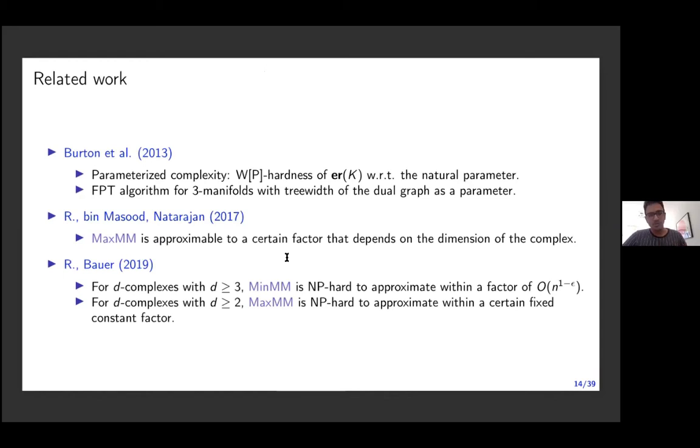And then there were some positive results for the maximization variant in 2017. And then in 2019, you had two results, both negative, meaning inapproximability results, both for the maximization and the minimization variant. And what you don't have yet in this picture is WP hardness for Morse matching. You have something for a related parameter, but not for Morse matching. And you also don't have any result for dimension equal to 2. And this is the story we try to complete in this work.